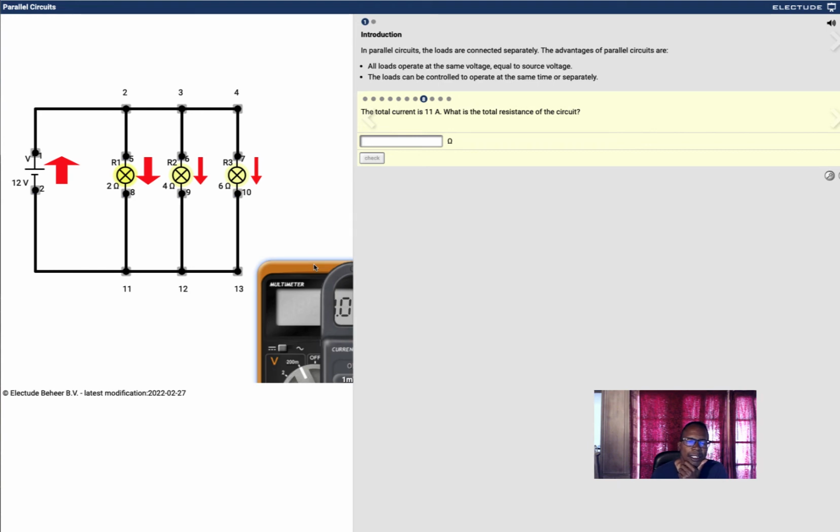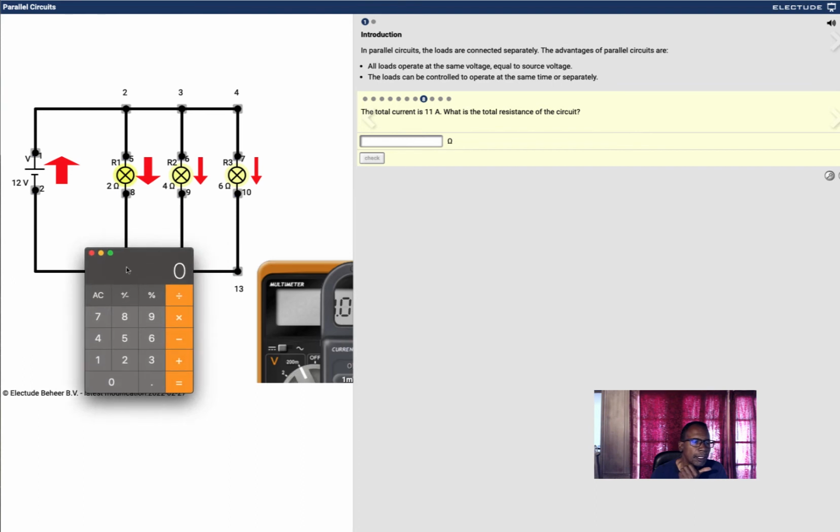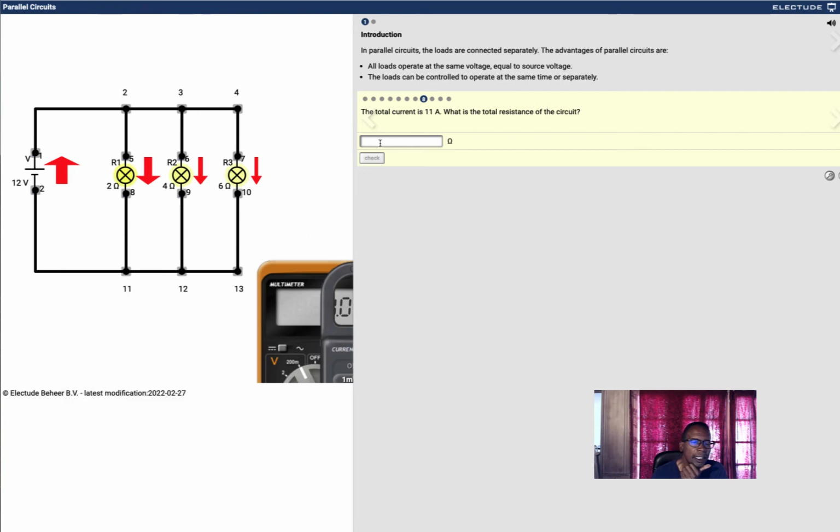What is the total resistance? Now, Ohm's law again. We have 12 volts and 11 amps. So we're going to say 12 volts divided by 11 amps equals 1.09 ohms, which is correct.